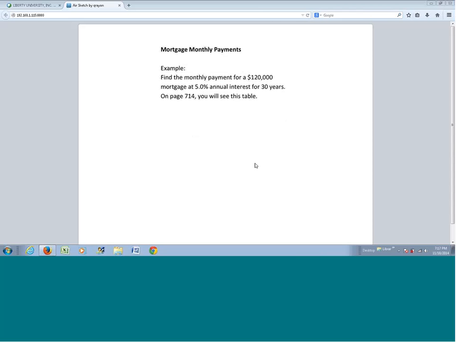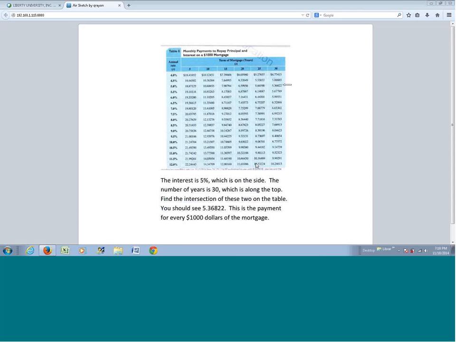So I have a mortgage for $120,000 at 5% interest for 30 years. And there is a table in your book on page 714 that will help you with answering this question. On page 714 in your book, you would see this table, and the numbers along the top are the number of years that you would have the mortgage. So there's 5, 10, 15, 20, 25, and 30.